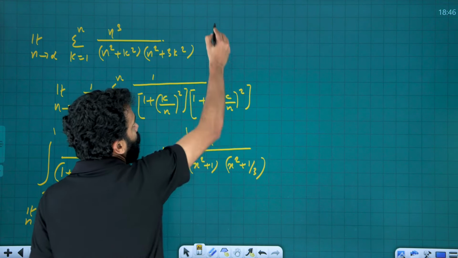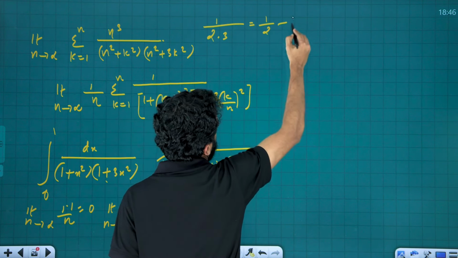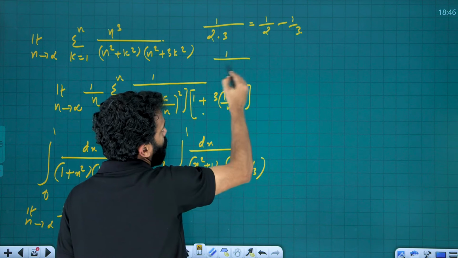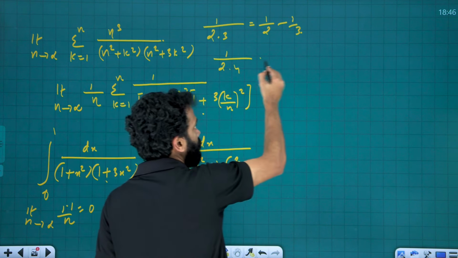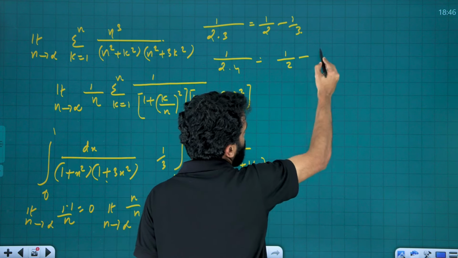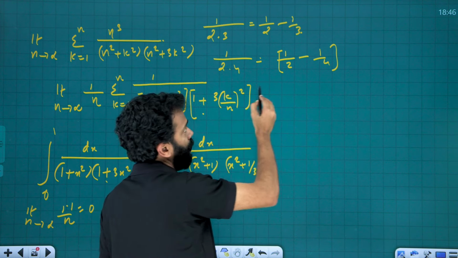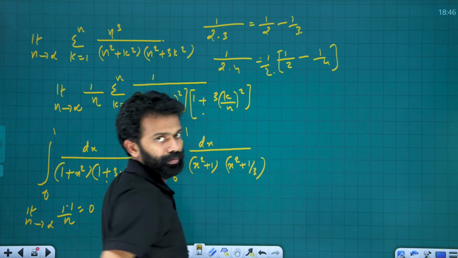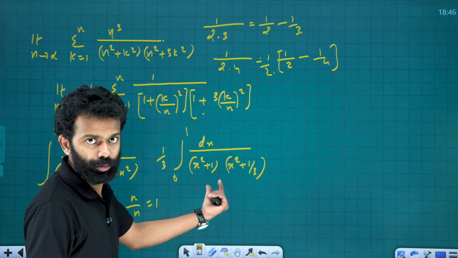See, if it is 1 by 2 into 3, it can be written as 1 by 2 minus 1 by 3. And what about 1 by 2 into 4? How will you rewrite 1 by 2 into 4? That can also be written like 1 by 2 minus 1 by 4. But what is the difference of these two? 2, right? That should be put over here. Okay, like that you can balance it. These are consecutive terms, right? With the difference of 2 by 3.